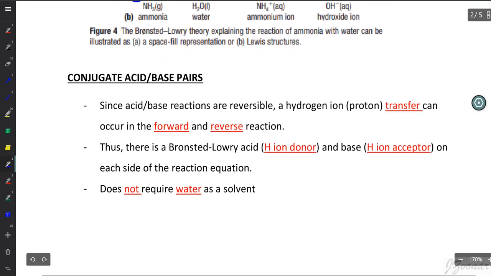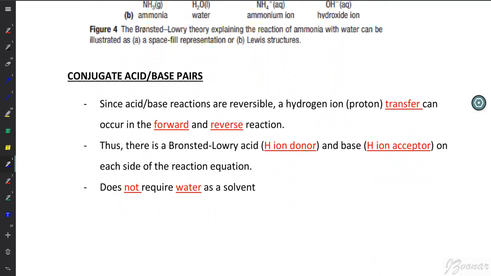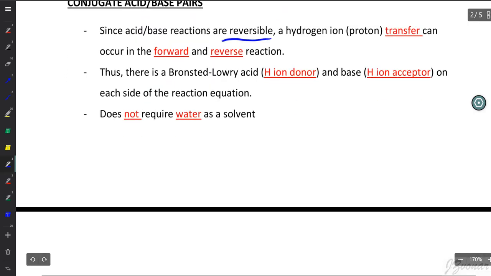Now this leads us to an important definition of how the Bronsted-Lowry theory explains acids and bases. We call them conjugate acid and base pairs. Since acid and base reactions are reversible, the hydrogen ion or proton can transfer in both the forward as well as the reverse reaction. Therefore the Bronsted-Lowry acid, your hydrogen ion donor, and the base are found on either side of the equation, and it solves the issue that water does not have to be the solvent. All right, let's take a look at some examples.